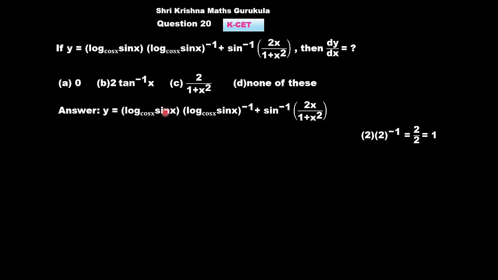Similarly, log of sin x to the base cos x divided by log of sin x to the base cos x, what is the meaning of this term? So this term becomes 1. So this will be y is equal to 1 plus sin inverse of 2x by 1 plus x square.